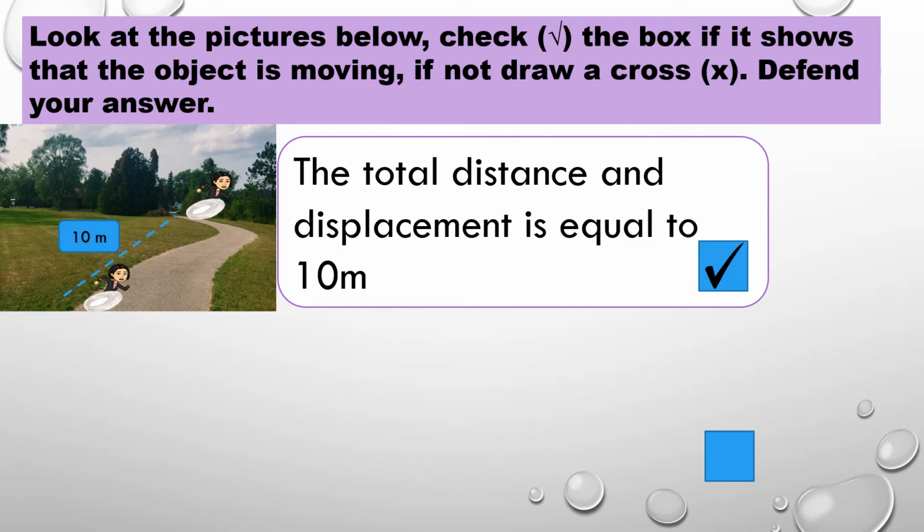Sabi niyo, tama siya. Okay? Ang distance niya ay 10 meter, ang displacement ay 10 meter. Remember, kapag ang isang object nag-travel in one dimension, diretso lang, equal lagi ang distance at displacement. Kung diretso lang siya, equal ang distance at displacement. Tandaan yan, kapag one dimension yung travel ng isang object, equal lagi si distance and displacement.